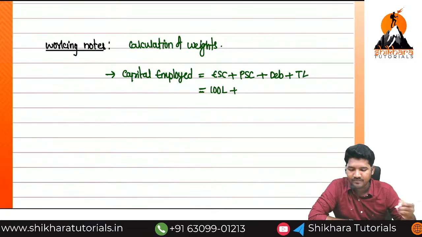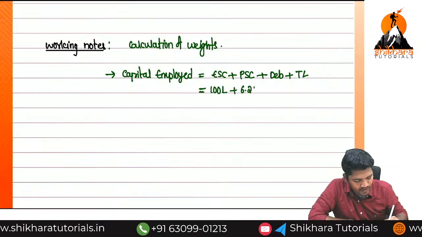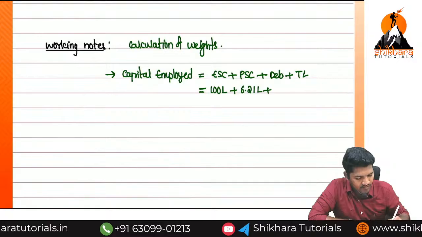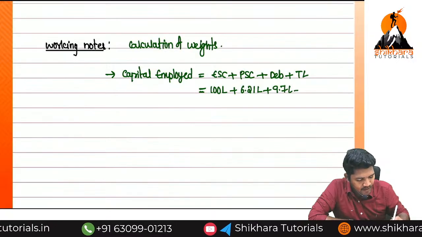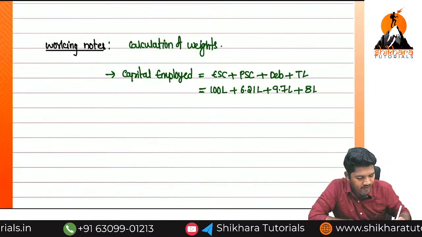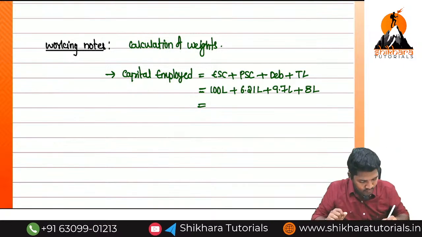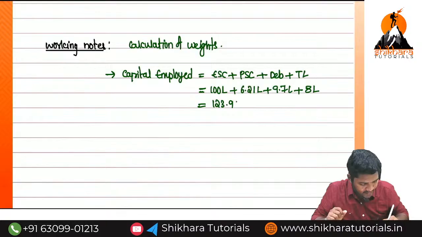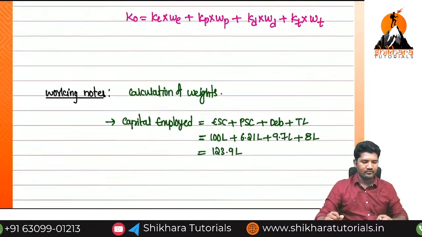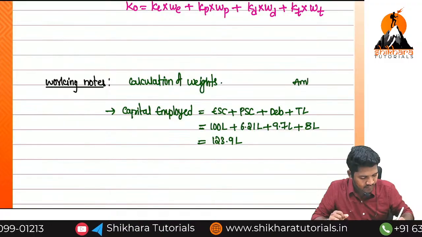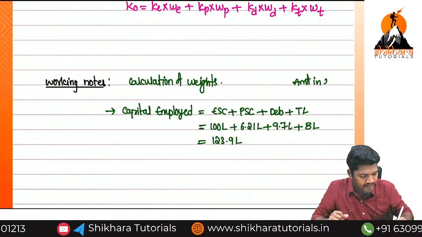6.21 lakhs. What about debenture? 9.7 lakhs. What about the term loan? 8 lakhs. Now what's the sum? 123.9 lakhs. Amount in rupees lakhs.